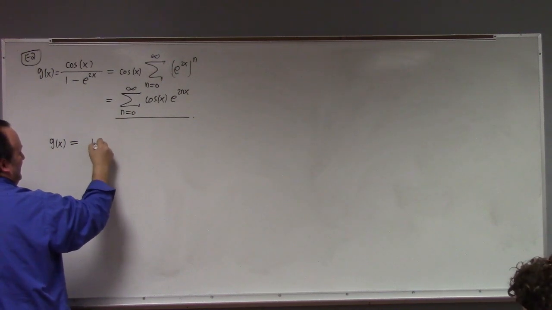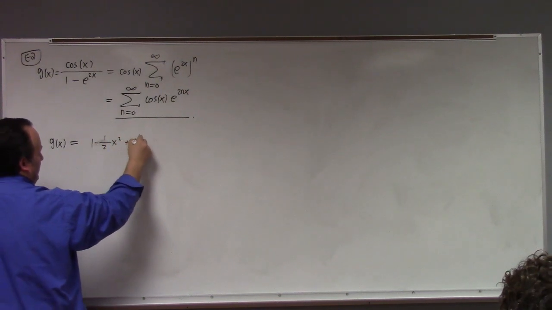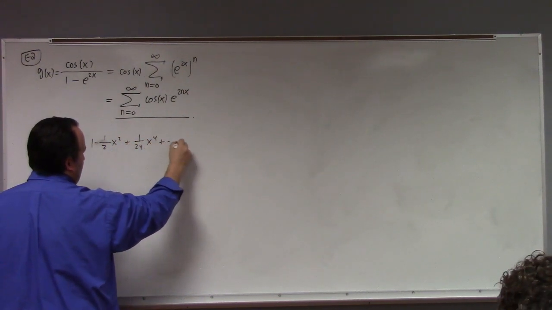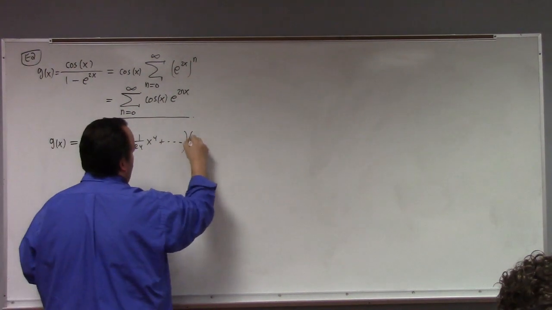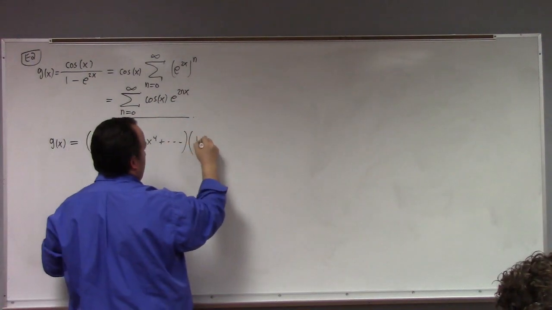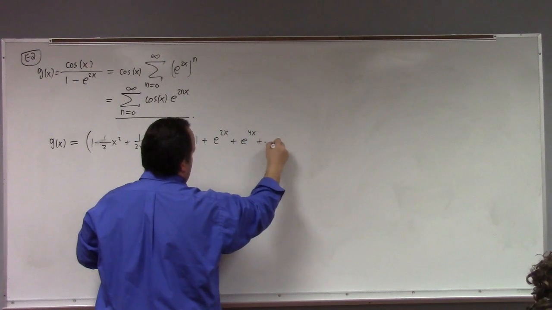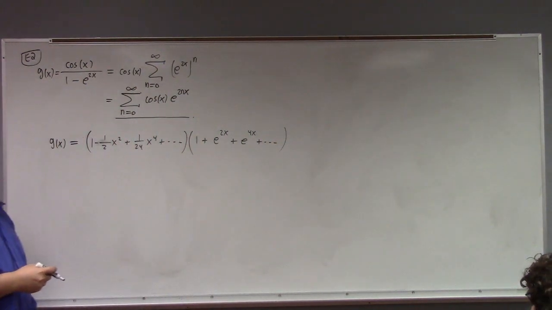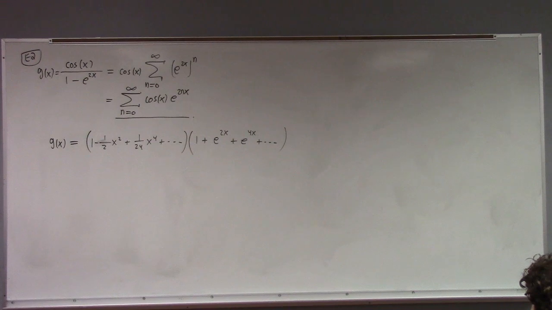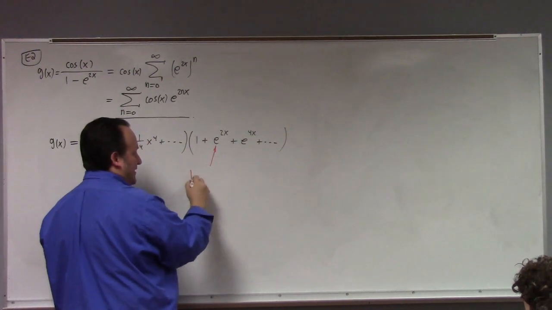So I was going to do 1 minus 1/2 x squared plus 1 over 24 x to the 4th plus dot dot dot. That's my cosine series, right? And I'm going to multiply that by my 1 plus e to the 2x plus e to the 4x plus dot dot dot series, right? But then we get into the thing that I was talking about with Caleb last class, which is that while this is true, it's not terribly helpful because, annoyingly, each one of these has a 1 in it.